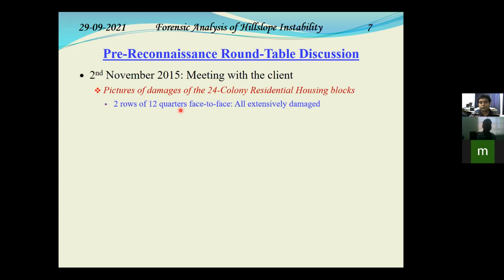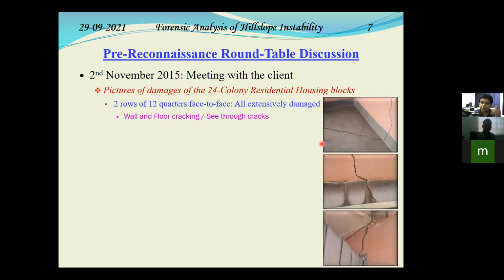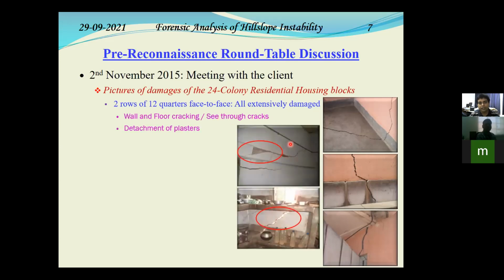So 2 rows of 12 quarters each were located there on that sloping face, and all were extensively damaged. We could see from their pictures the cracking in the walls and the floor, and the width of the cracks was so large that we could basically see from one side to the other. So we could name them see-through cracks. There was detachment of plasters. The stud columns or stud slabs also got cracked.